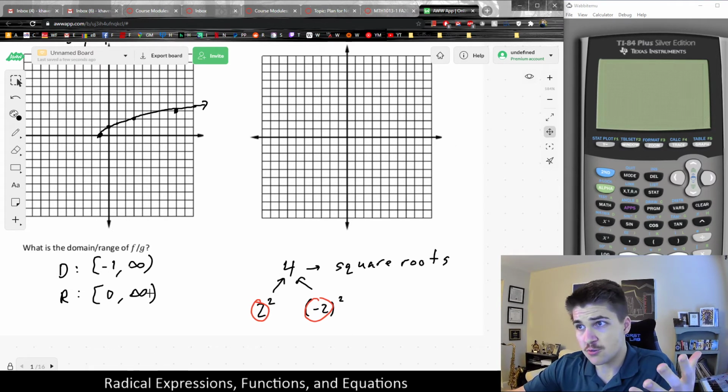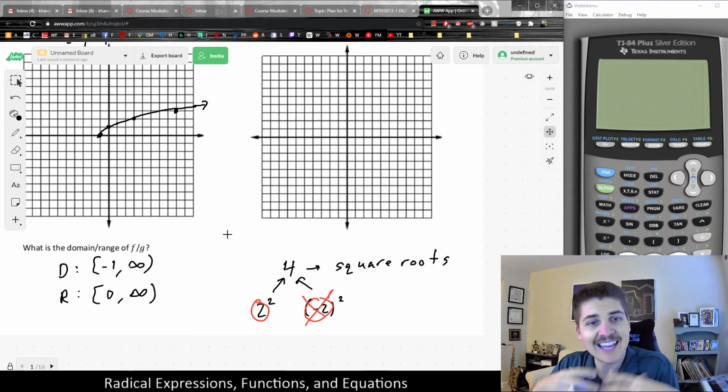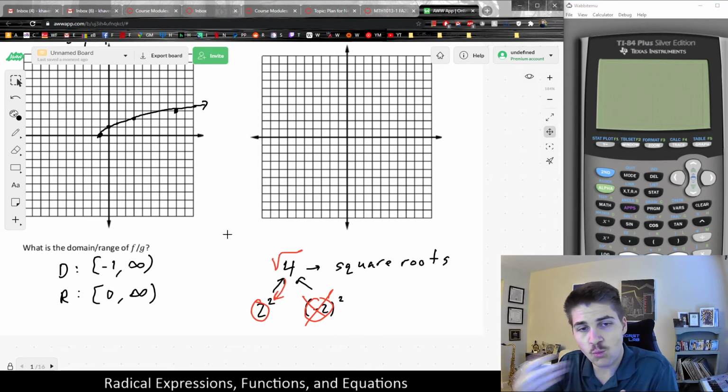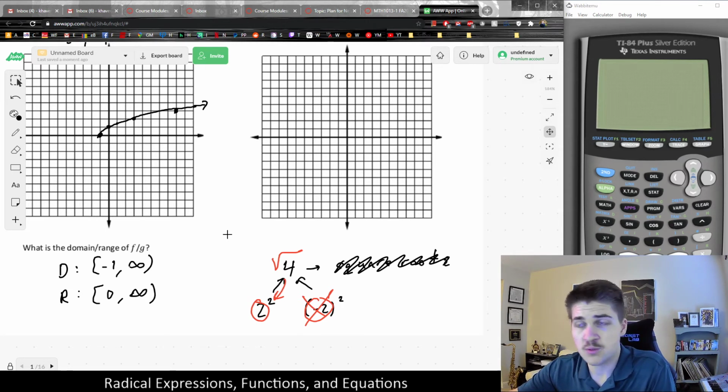Why the range is 0 to infinity, because we have two answers, and with a function we can't have two answers. So when we're talking about a radical, we're only referring to the positive square root because we need to have one output rather than two. And basically it makes sure that it's a function, because the square root is not a function because there's always more than one answer. There's always two square roots to any number.